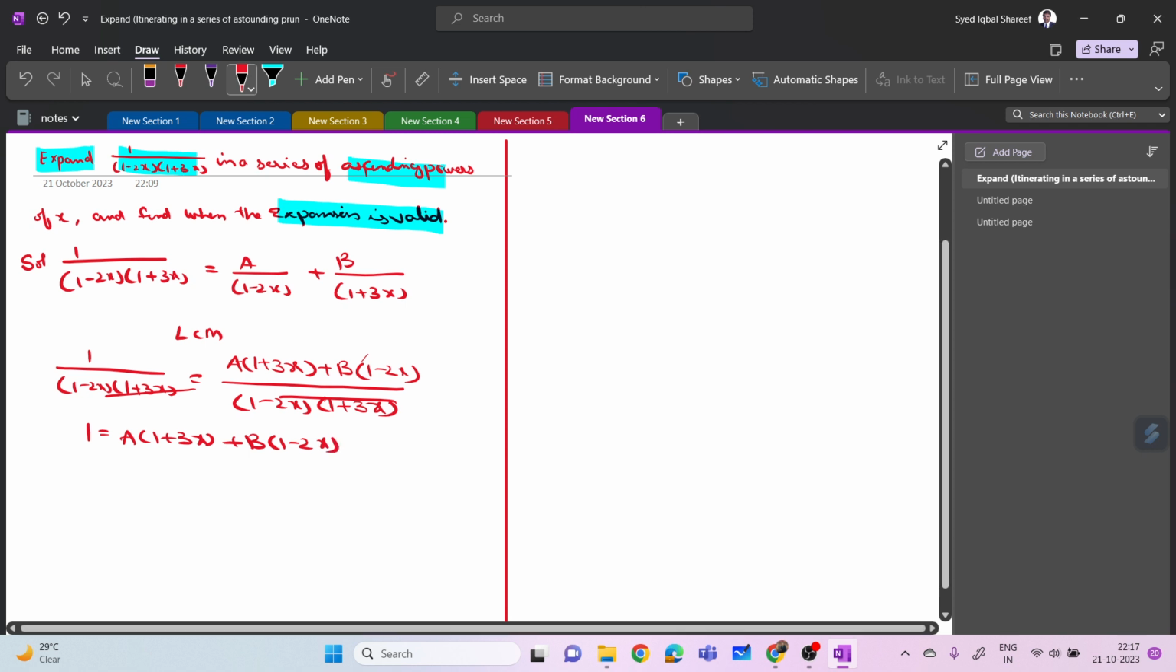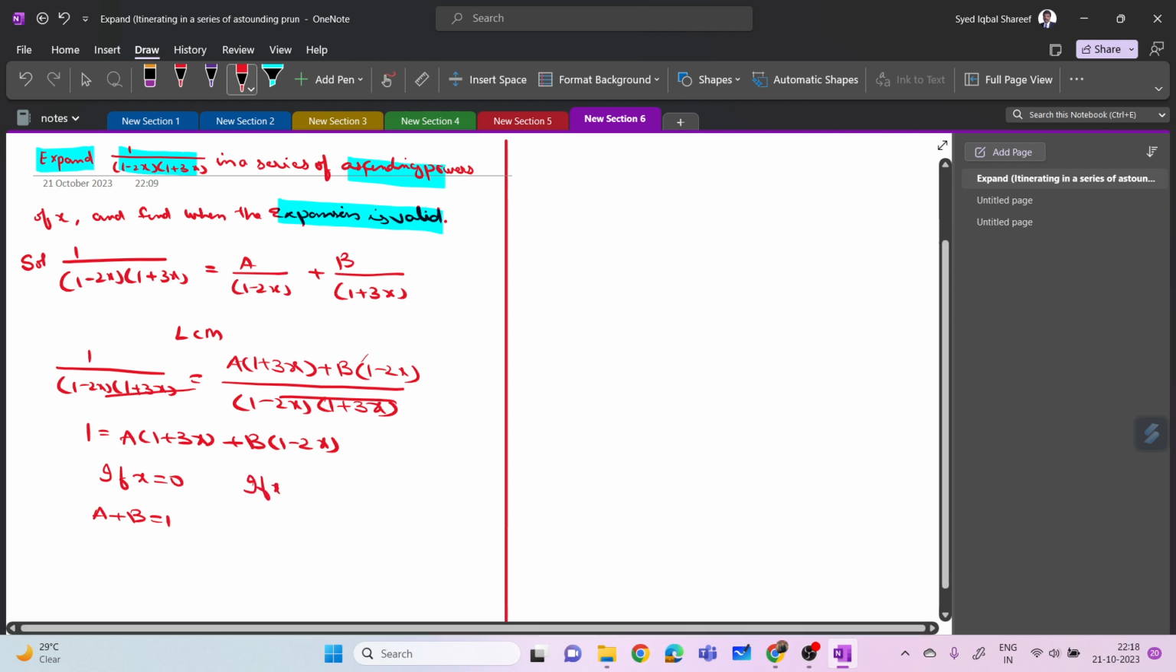Now suppose x equal to 0. If I take x equal to 0, this term is 0 and this is 0, so a plus b equal to 1. One equation we got: a plus b equal to 1.